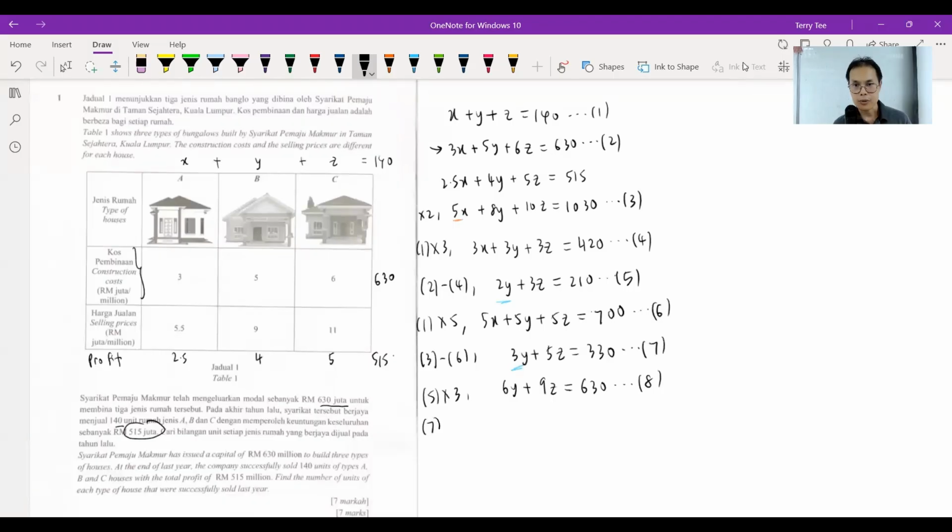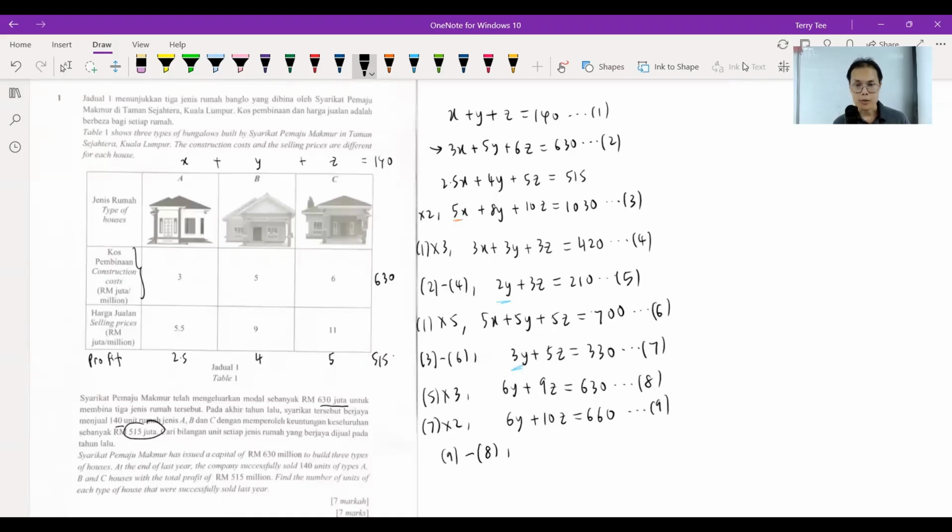And then let's take equation 7 times 2 to get 6y. Yeah, 3y times 2 is 6y. 5z times 2 is 10z. 330 times 2 is 660. So from here, we can just call this equation 9 and subtract equation 9 minus equation number 8.